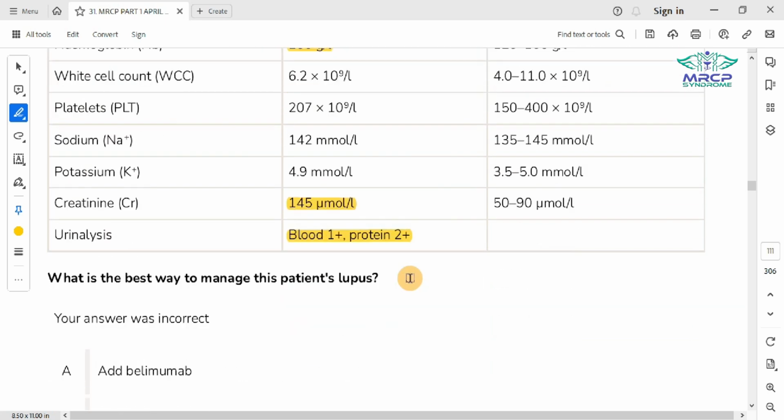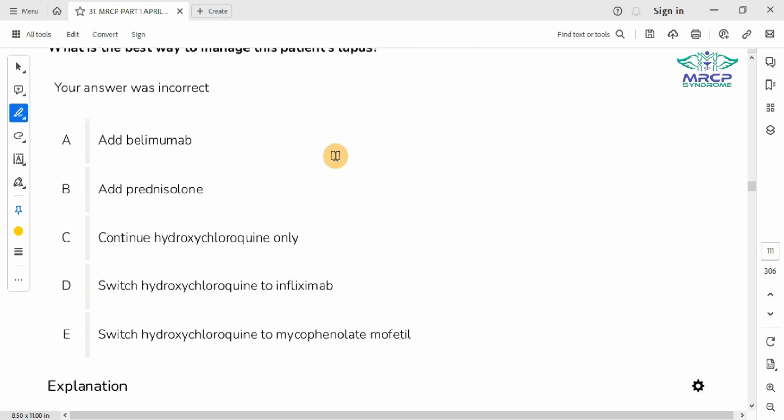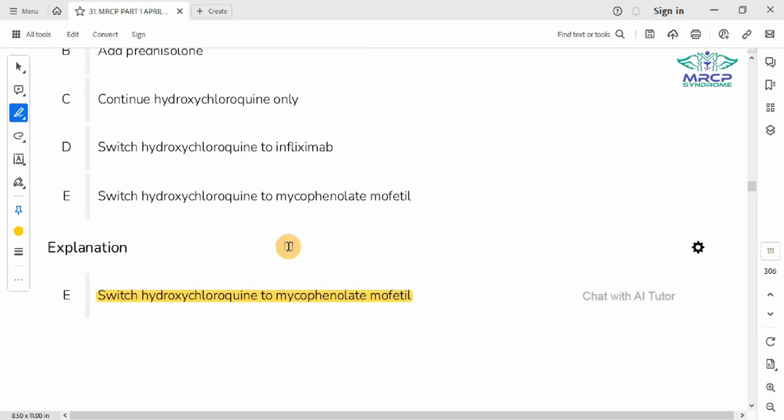So this is lupus nephritis. So how to treat lupus nephritis? We should switch to mycophenolate mofetil.